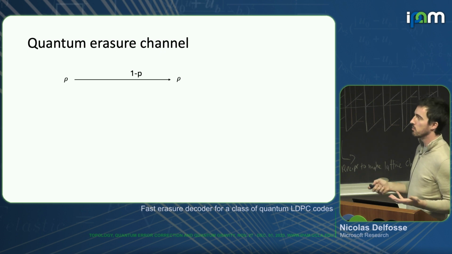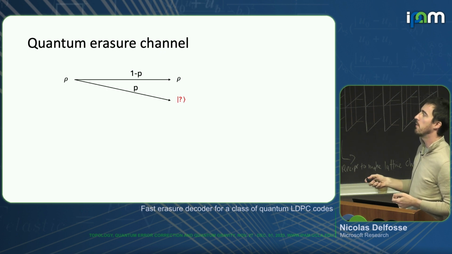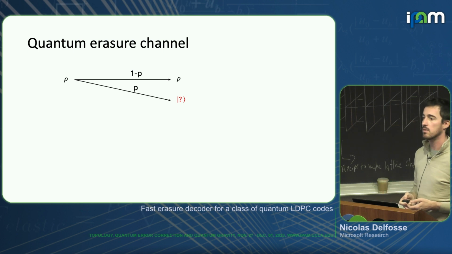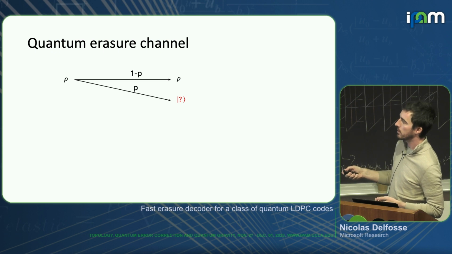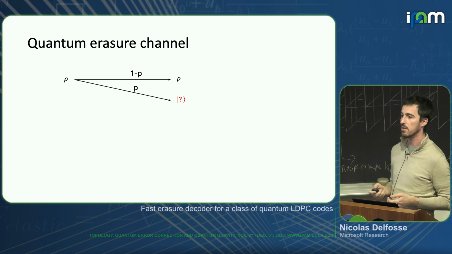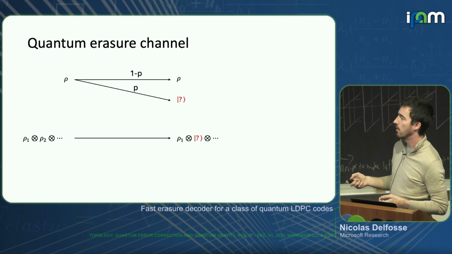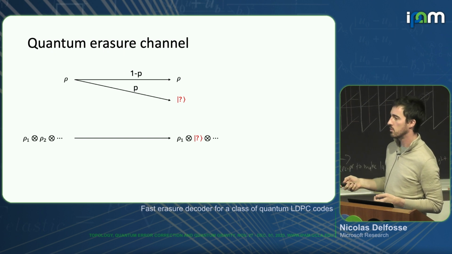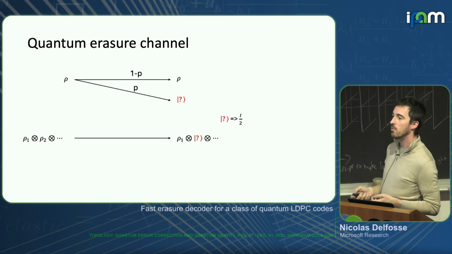We can map a state onto itself with probability 1 minus p. It's preserved, no noise, and map it onto some erased state. What this means is that it's a state that is orthogonal to the computational space, the space that contains this density matrix. So you can measure if you left the computational space. And when you send a state through the channel, you obtain something like that, where some states may be replaced by this orthogonal state.